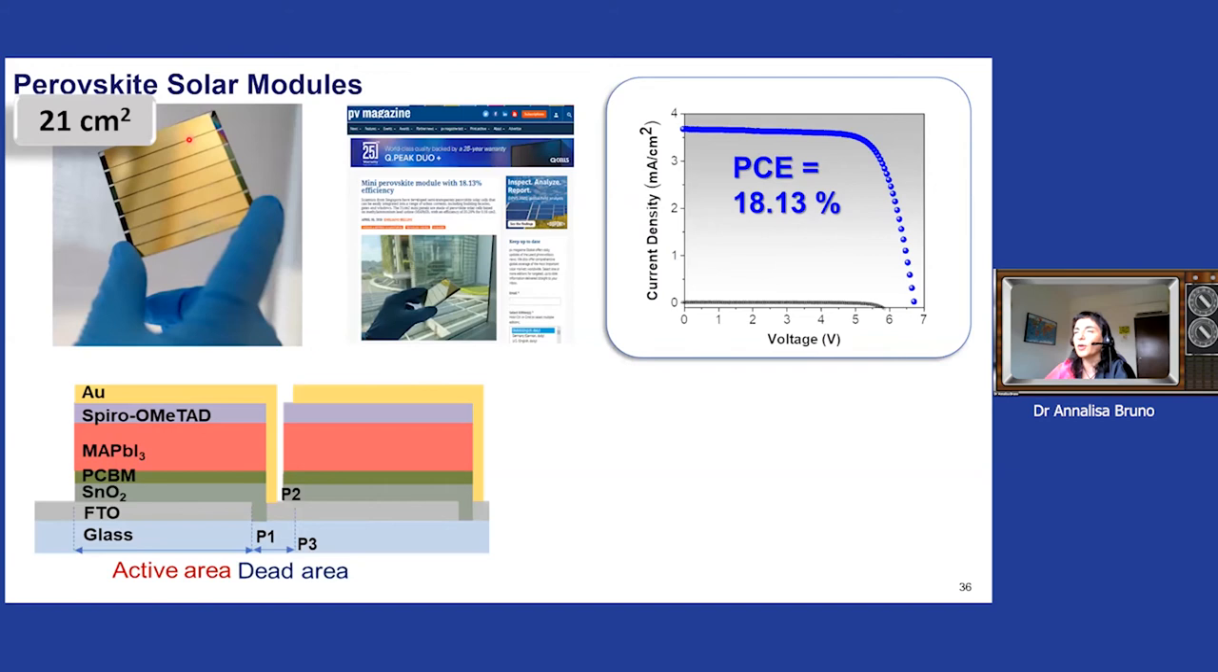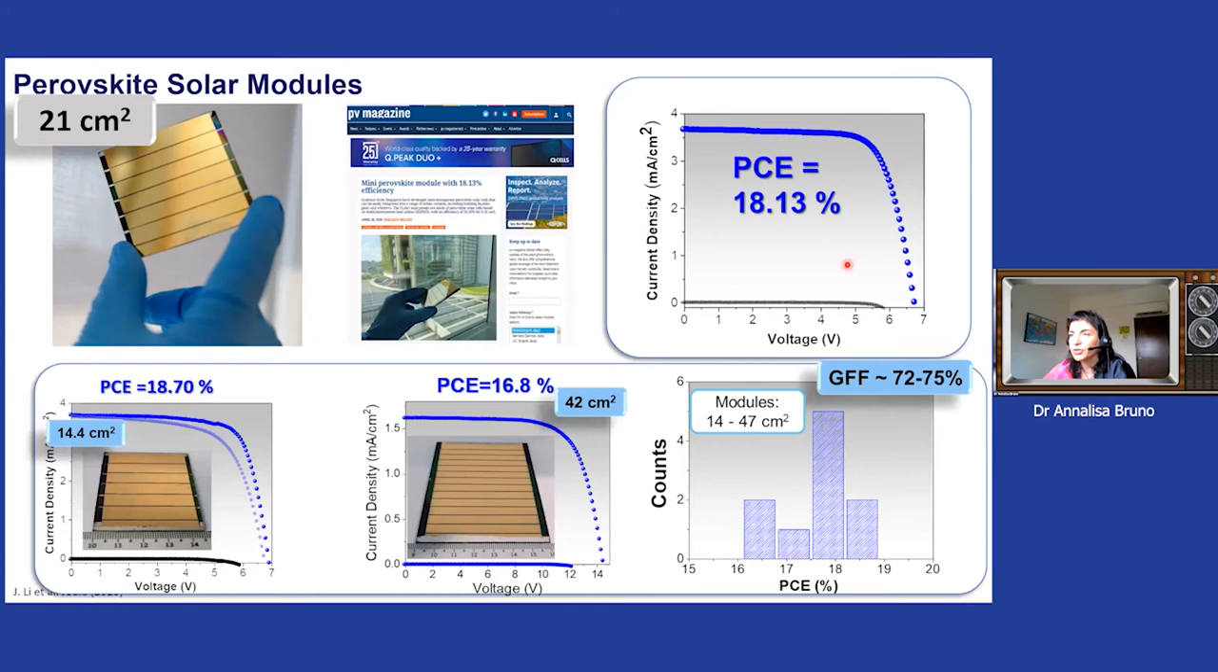We reached an efficiency of 18.13%. So this has been the highest demonstrated perovskite mini module by any technique. And of course, it was the first demonstrated by thermal evaporation. So this one has not been the only one. We have demonstrated different kinds of mini modules ranging from 14 cm² to 42 cm² with the efficiency constantly above 16%. What is the limitation of these modules?